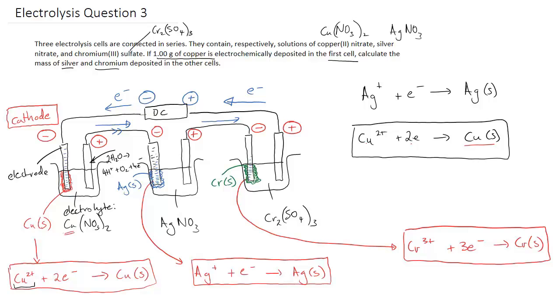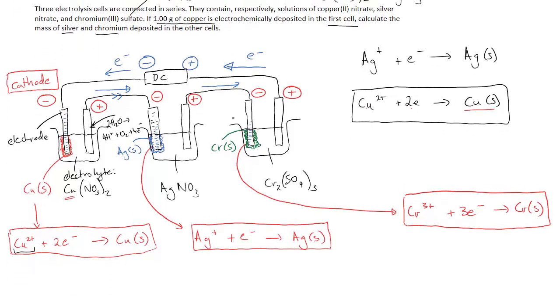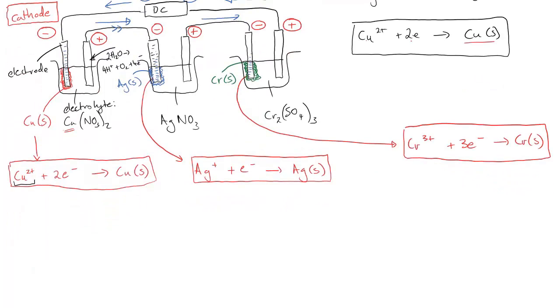Now, getting back to the actual question and what the question is asking us to do. We have to calculate the mass of silver and chromium deposited in the other cells. So we know that 1 gram of copper is deposited in the first cell. That can be quite helpful, and the reason for that is, 1 gram of copper solid is made in the first half cell.